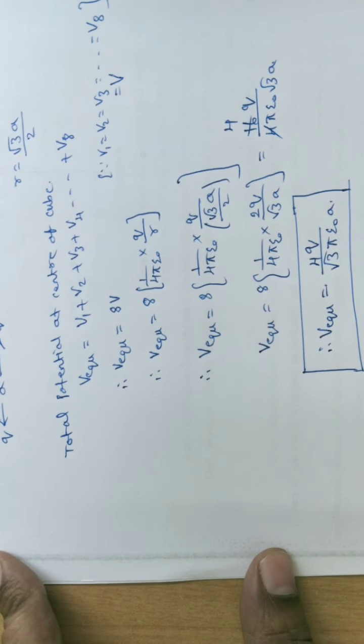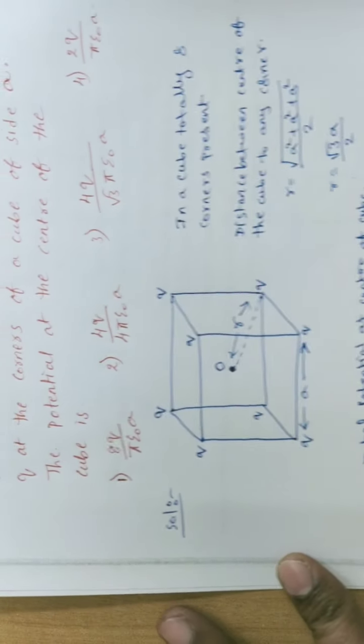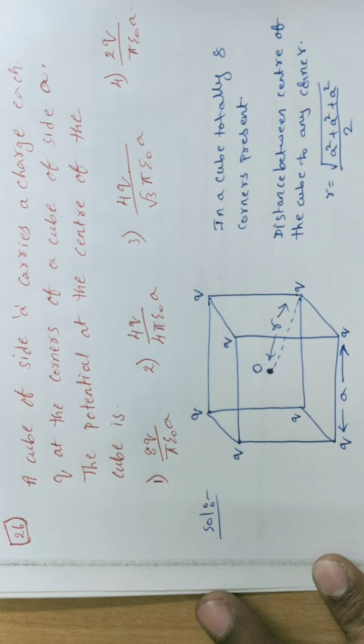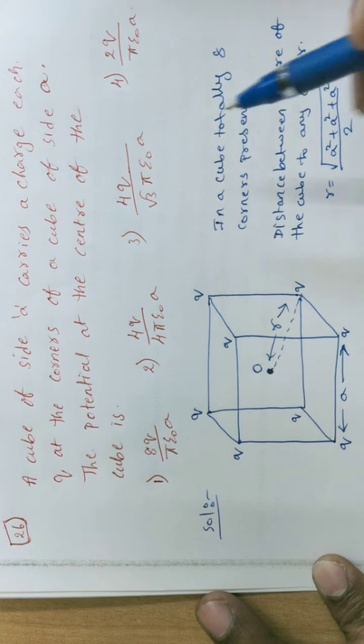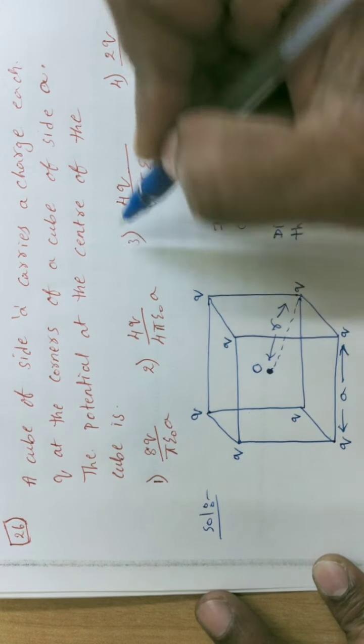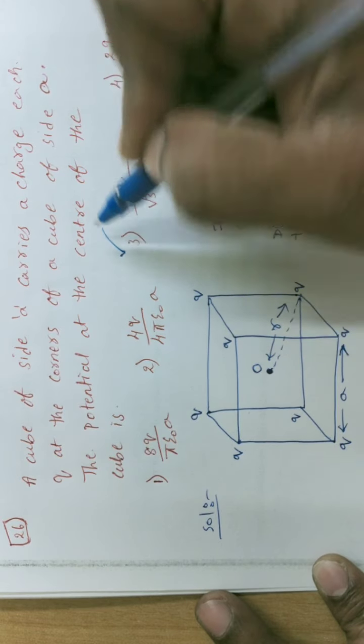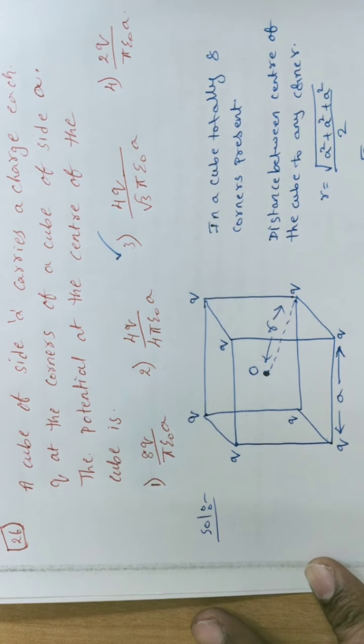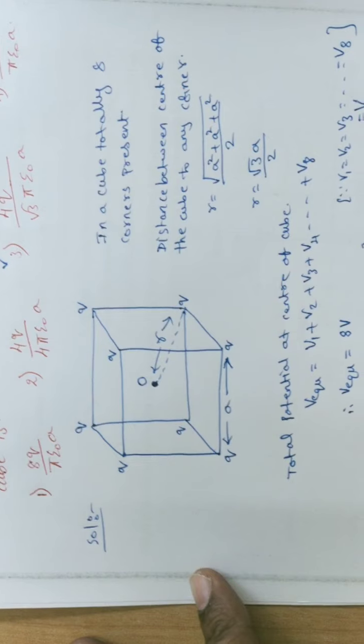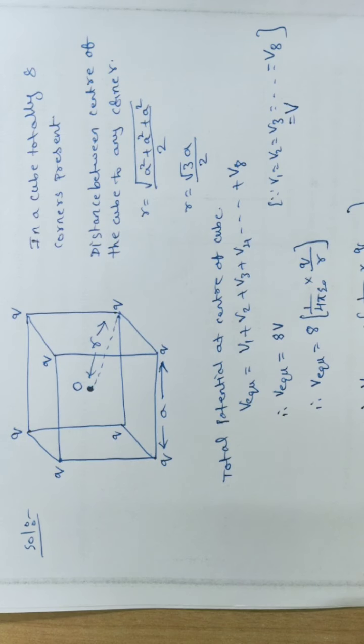Now we revise the question once again. Here a few options are given. Among those options, the third option is identified as the final answer. This is the way of getting this result. Now we will start one more problem.